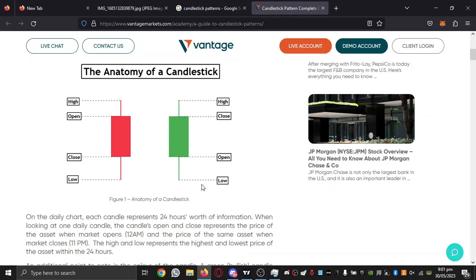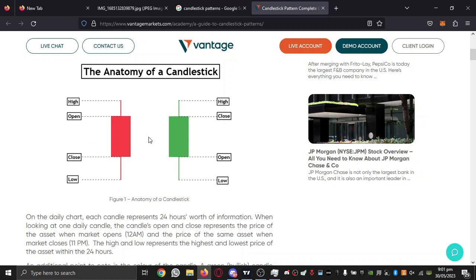Yes, so this will be the first lecture in the crypto trading course that I've been preparing for you all. And the first topic that we're going to learn is known as the anatomy of the candlestick. We're basically going to teach you how to read these candlesticks, which is fundamentally the most basic thing in crypto trading since you need to be able to analyze the charts, right?